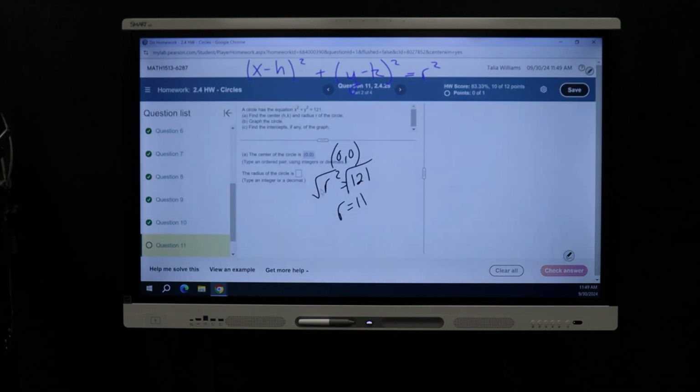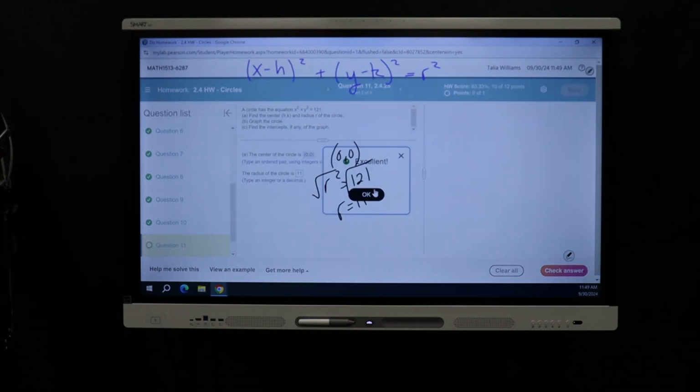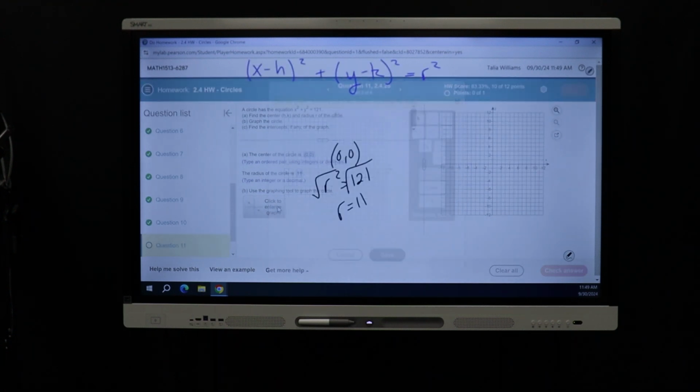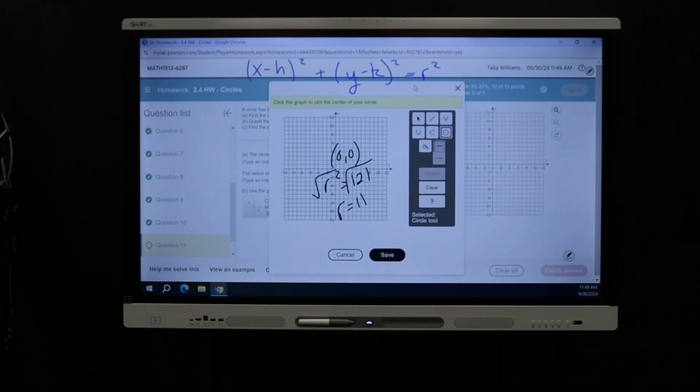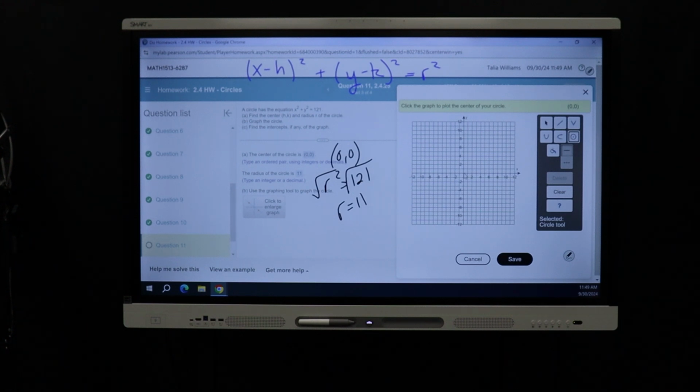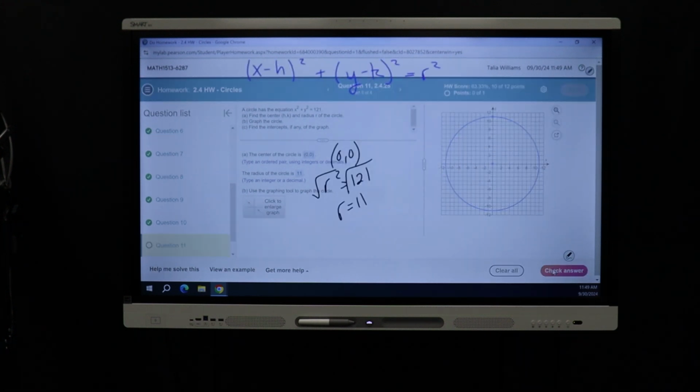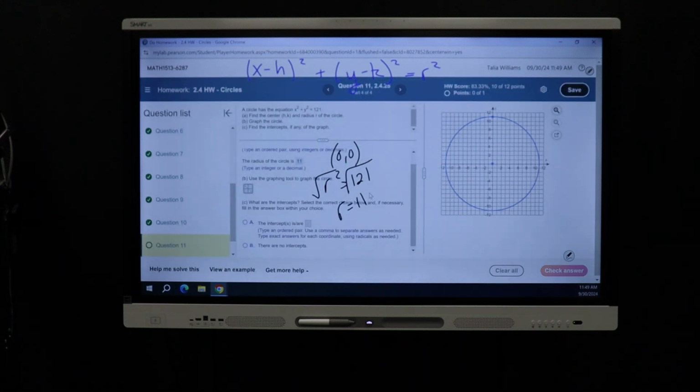And then our radius is 11. This part right here, well, not the graphing part, that part's easy. So our center is 0, 0, and our radius is 11. Save to answer. Okay, intercepts.